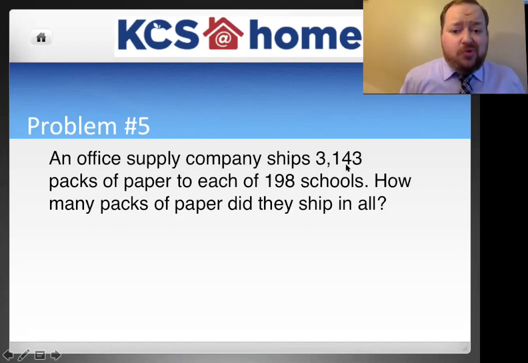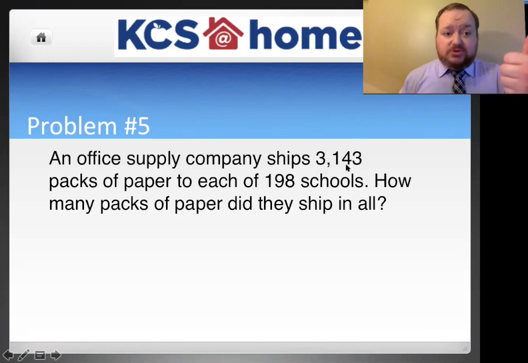So each school gets 3,143 packs of paper. All right, so that's one school with that much, another school, another school, another school. Again, we don't want to add that all together. So we're going to make this a multiplication problem. We're going to take 3,143 packs of paper and multiply that by each school. All right, so times 198.